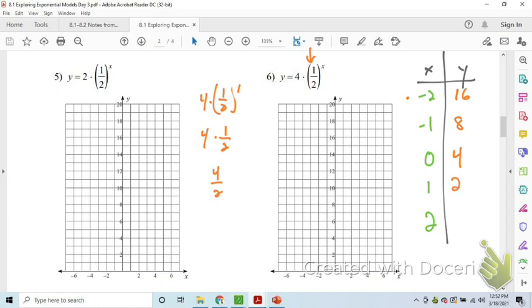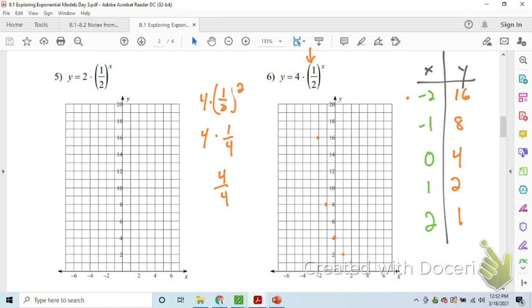Then maybe our last point here, unless it's not as good as I think it is. 1/2 squared is 1/4. 4 times 1/4 is 4 over 4, which is 1. So negative 2, 16, right there. Negative 1, 8, right there. 0, 4, right there. And I have 1, 2, right there. And 2, 1, right there.